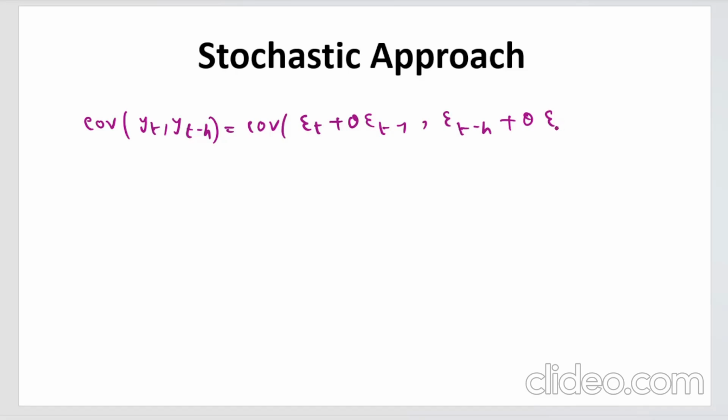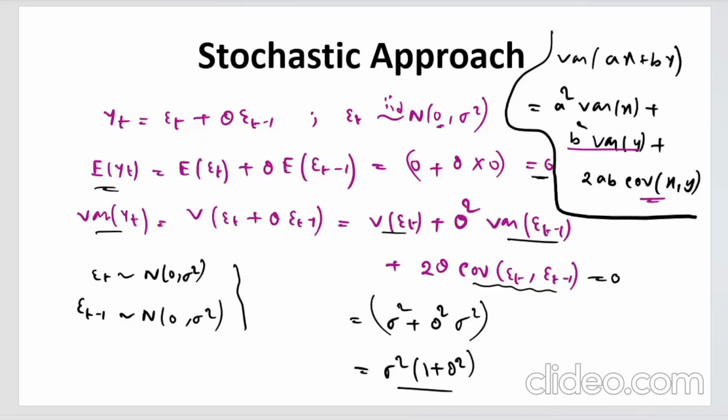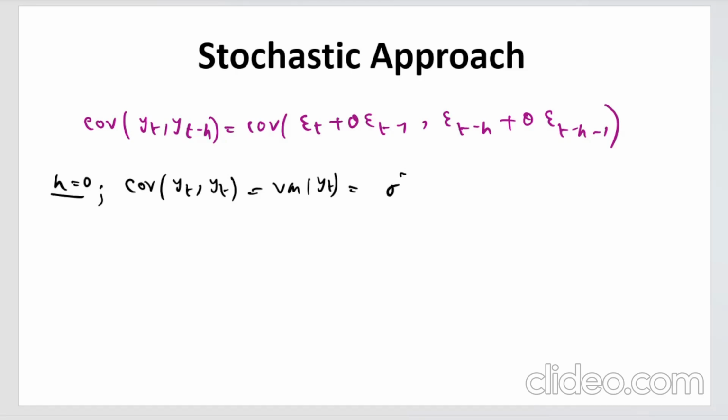Now you have to find out the autocovariance. So covariance of yt and yt minus h: covariance of epsilon t plus theta epsilon t minus 1, and epsilon t minus h plus theta epsilon t minus h minus 1, right? Now what happens when h equals 0? When h equals 0, you simply have covariance of yt with itself, which is variance of yt, as I have told you. Variance of yt you have found out to be sigma squared times 1 plus theta squared.